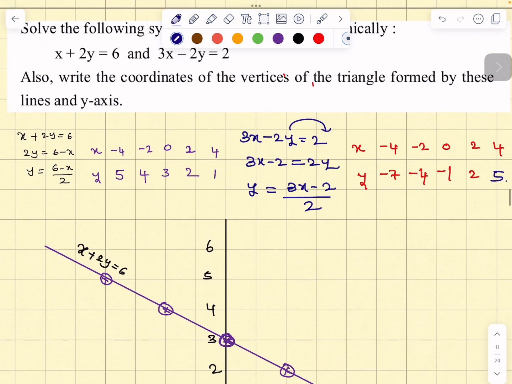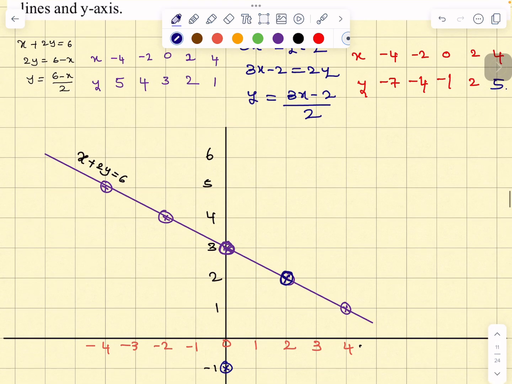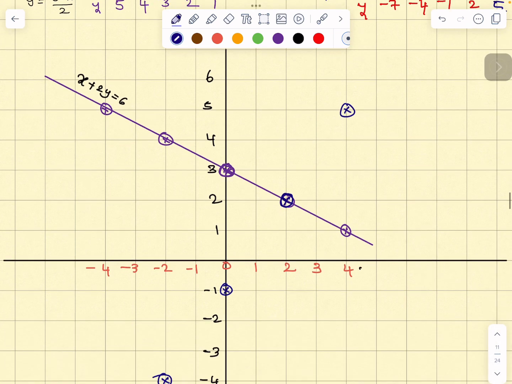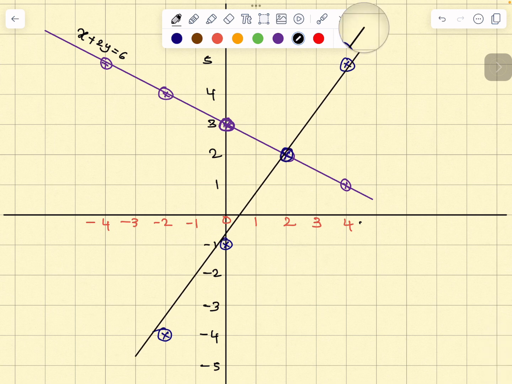Next one, when x value is 2, y value is also 2. So just you put a point here. Then when x value is 4, what is the y value? Y value is 5. Okay, so now you join these points, you will get one line here. So this is a line, you will get this. Okay, just a minute.